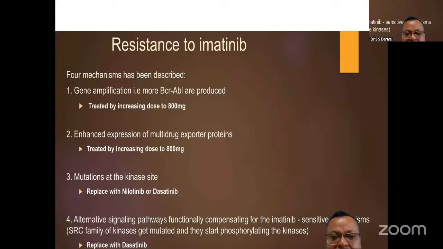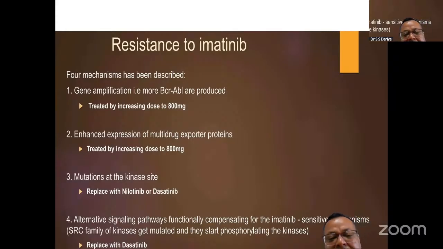Yes, there is resistance to imatinib also. There are 4 mechanisms by which we can have resistance to our first drug from the 1990s, that is Gleevec or imatinib. What are these 4 mechanisms? First one is gene amplification, where more BCR-ABLs are produced. How do we overcome this resistance? We have to increase the dose of imatinib. Usually we give 400 OD, now we have to double the dose.